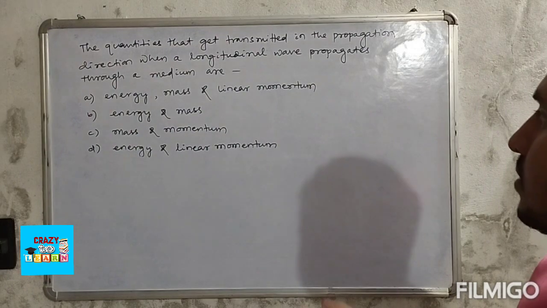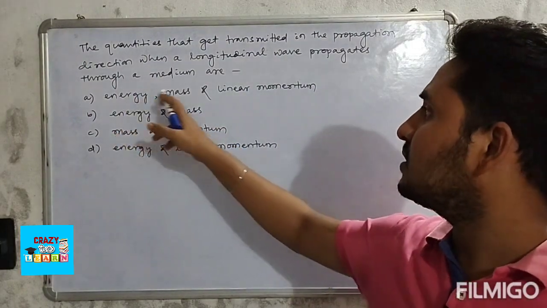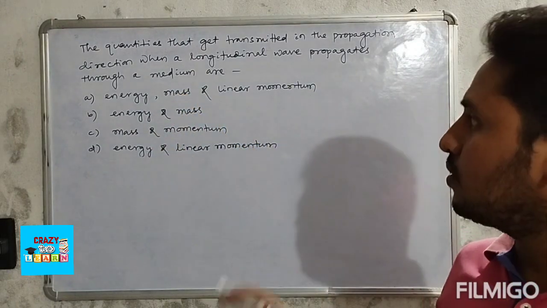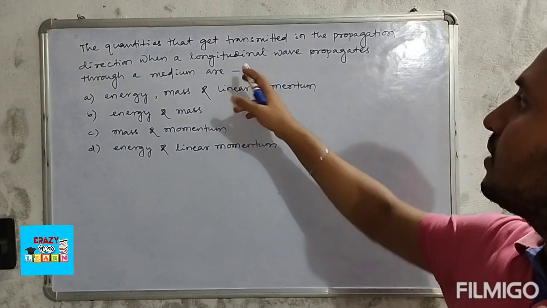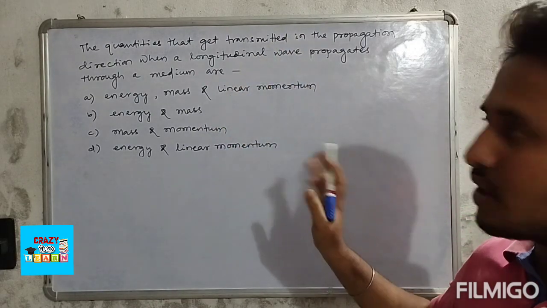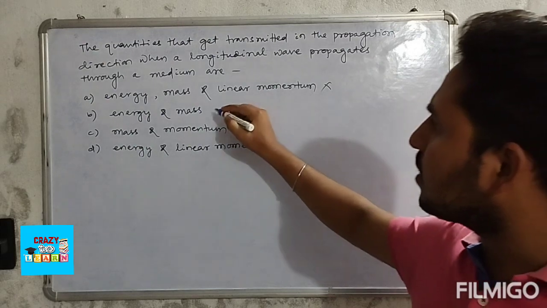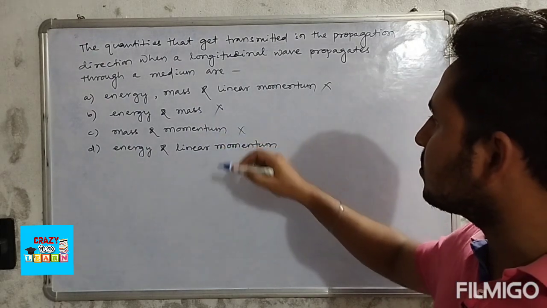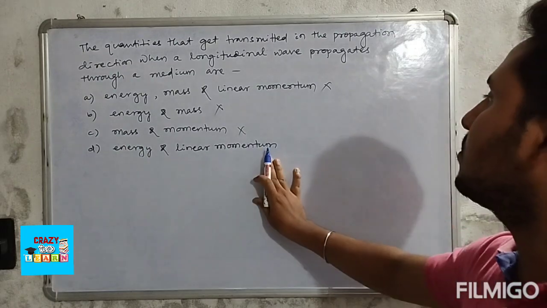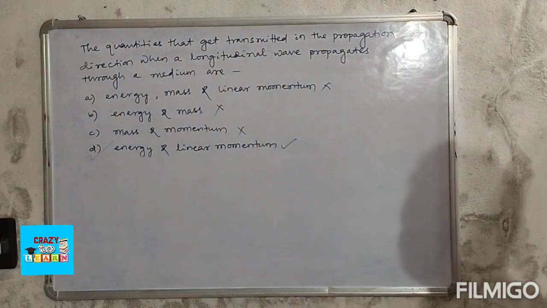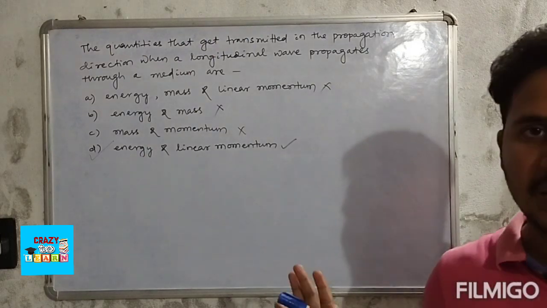So in the first option, what is given to you? Energy, mass, linear momentum. Mass is given. From the very beginning I made it clear that mass is not transmitted through a medium in case of a longitudinal wave. As mass is given in this option, this option is not the correct one. In the second option also mass is given, in the third option mass is also given, and in the fourth option only energy and linear momentum are given to you. So option D is the correct one. So energy and linear momentum get transmitted in case of a longitudinal wave when it propagates through a medium. Clear?